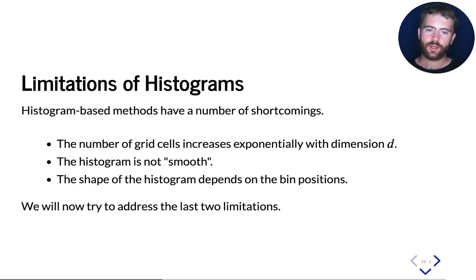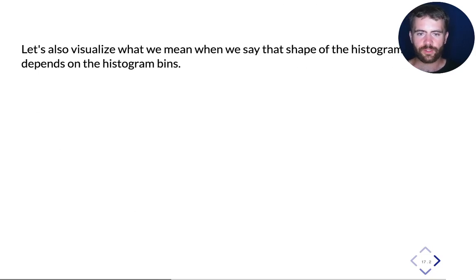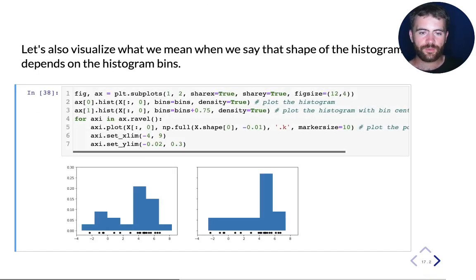And then 2 other limitations that we can address are, one, the histogram is not smooth, and also the shape of the histogram depends on the positions of the bins. And we're going to try to address the last 2 limitations. And just to make it a little bit more concrete, let me visualize what I mean by the shape of the histogram depending on the locations of the histogram bins. So here, imagine if I just took these bins and I shifted each of them by 0.75 to the right.